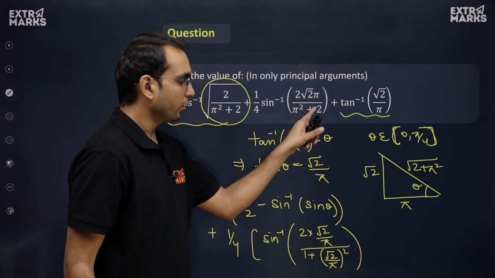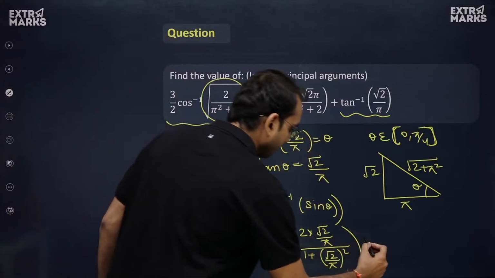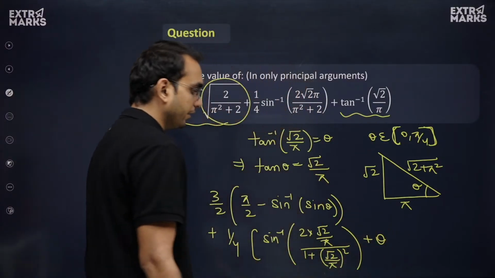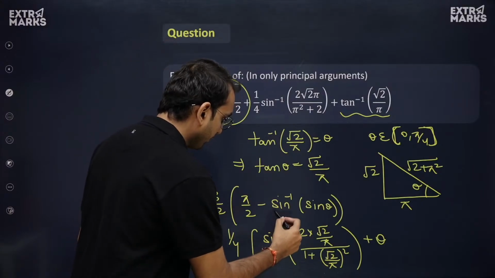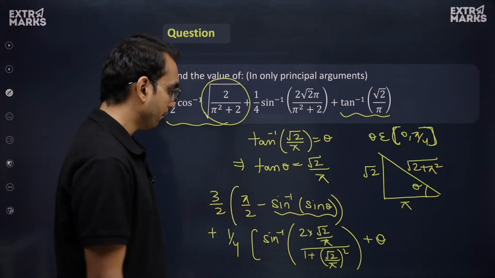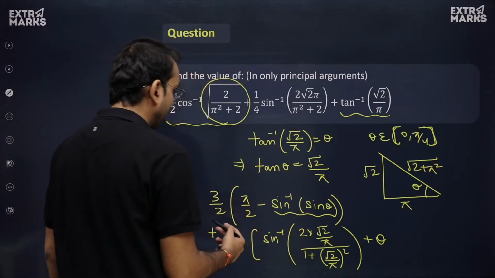See, 2 by pi square, 2 by pi square. So yes, plus tan inverse root 2 by pi is theta. So we have written theta. Now this expression will become theta. Sine inverse of sine theta is theta because theta belongs to 0 to pi by 4. So it will become 3 pi by 4.